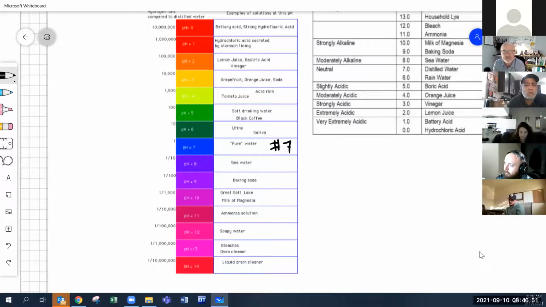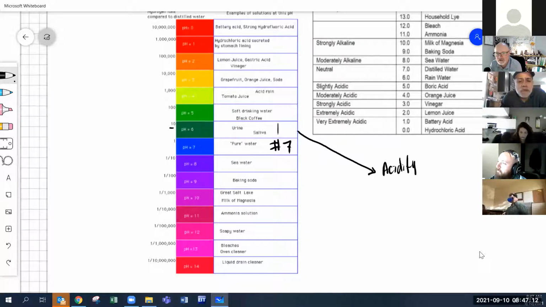Number 7 says pure water. And as you move up to more, 10 times more hydrogen ions, they talk about urine and saliva. Now, because of the high level of acidity in urine, we cannot use copper for drains for urinals, right? Does anybody know that?